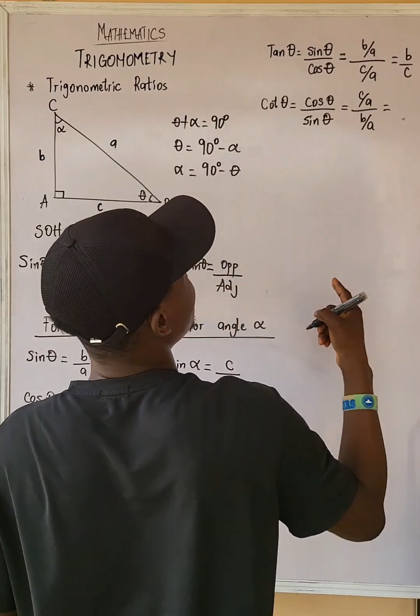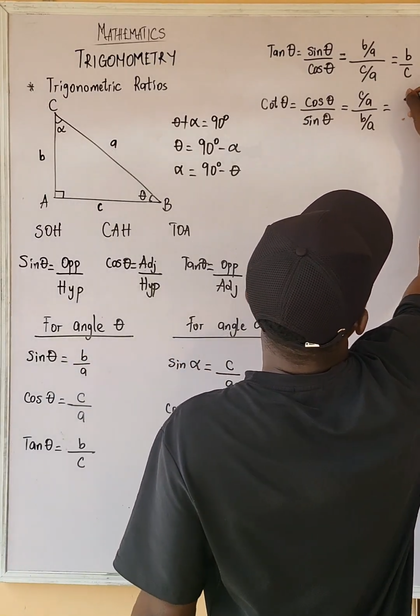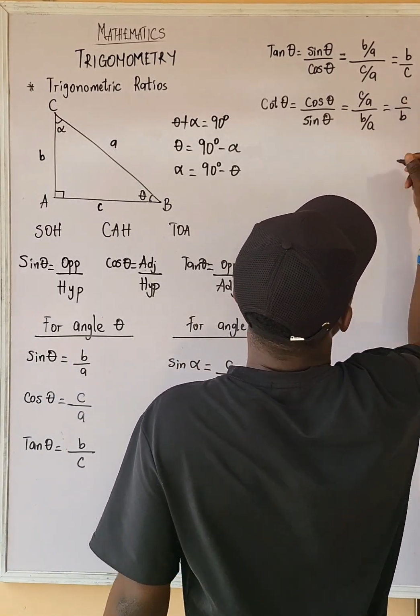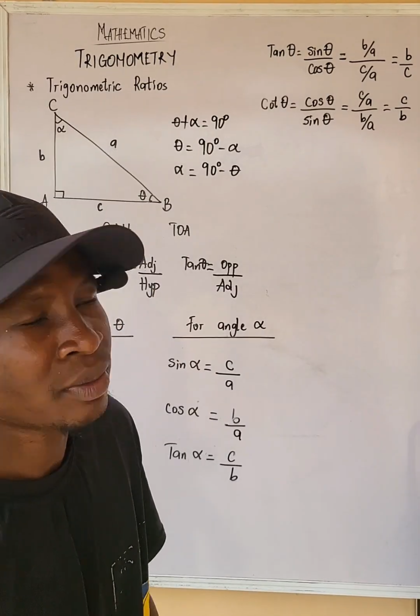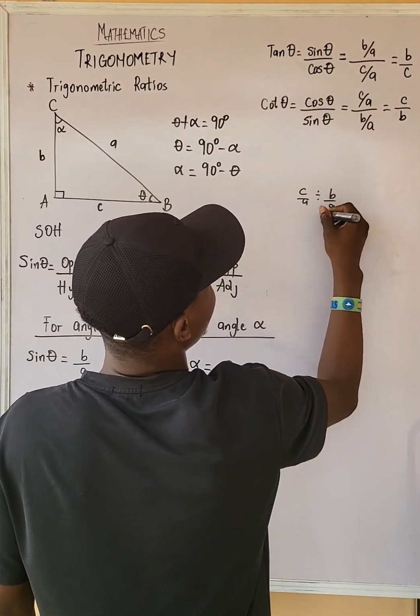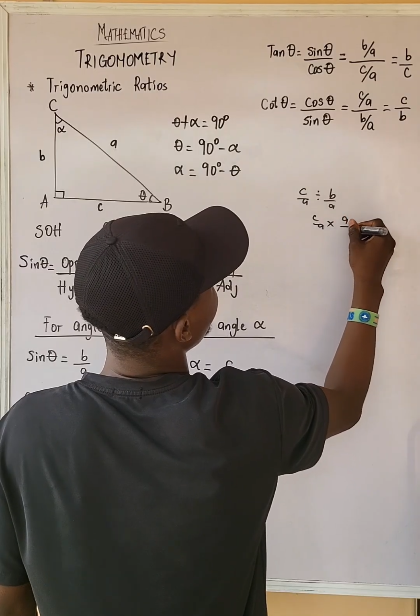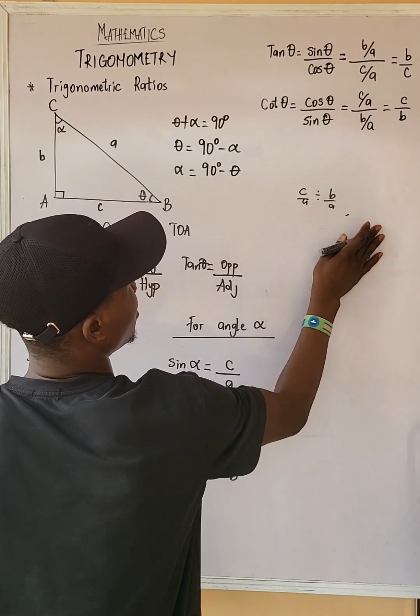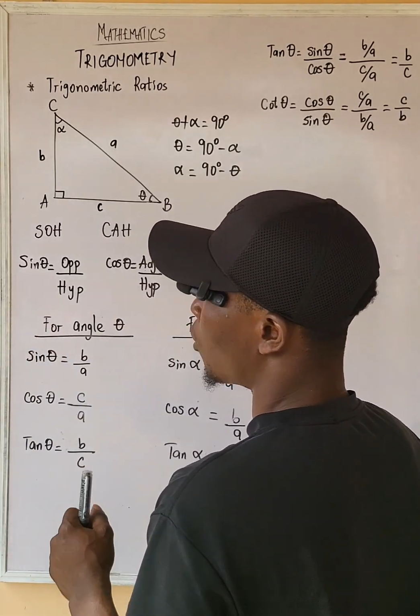Then when you do the mathematics, what will be your answer? C over B, right? Our answer will be C over B. If you do the mathematics, that's C over A divided by B over A. Then that will be C over A times A over B, right? So that's C over B. Now, that is it for cot theta.